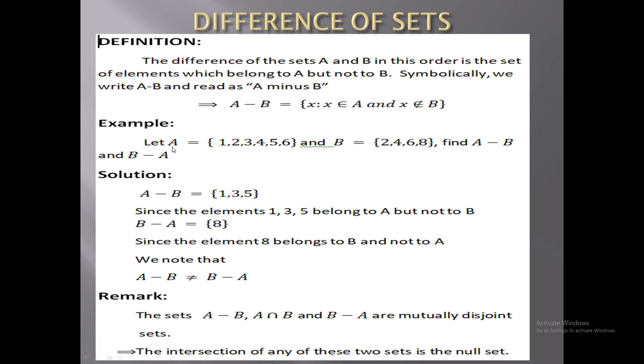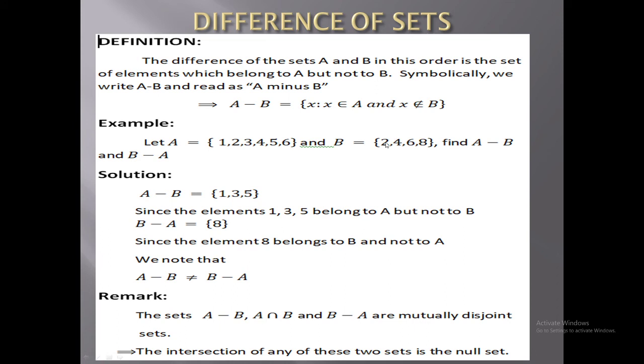Here we are taking A = {1, 2, 3, 4, 5, 6} and B = {2, 4, 6, 8}. A − B is the elements which belong to A but do not belong to B. So 1 belongs to A and does not belong to B, so it will belong to A − B. And 3 also belongs to A but does not belong to B. And 5 also belongs to A and does not belong to B. So A − B is {1, 3, 5}.